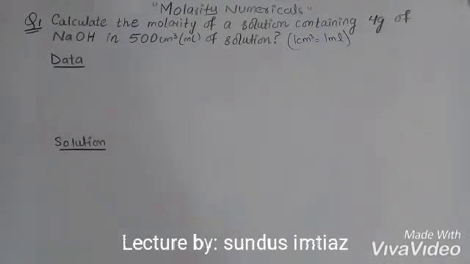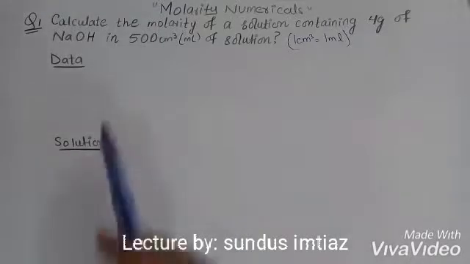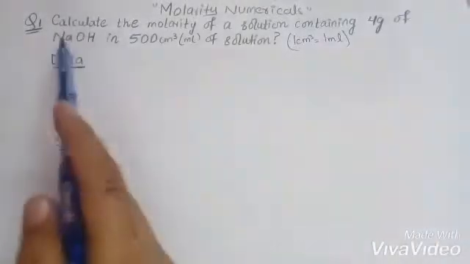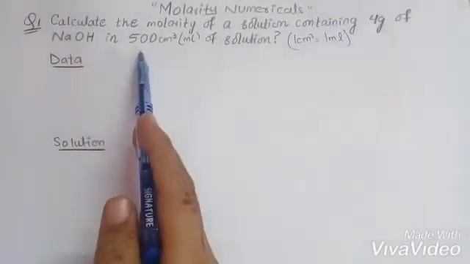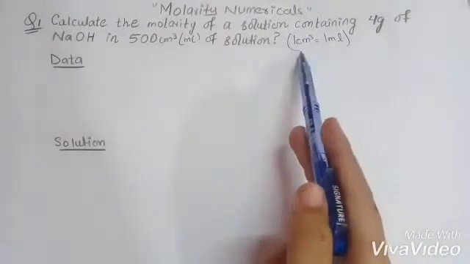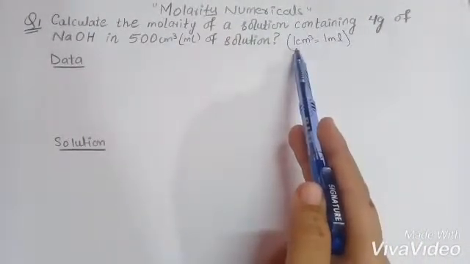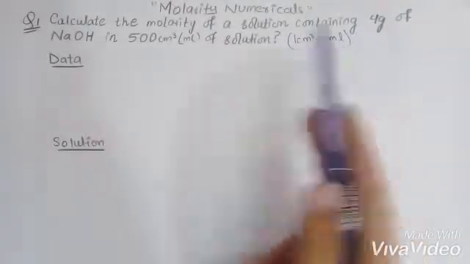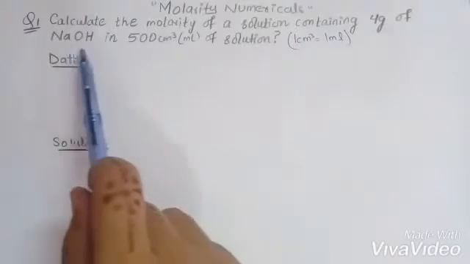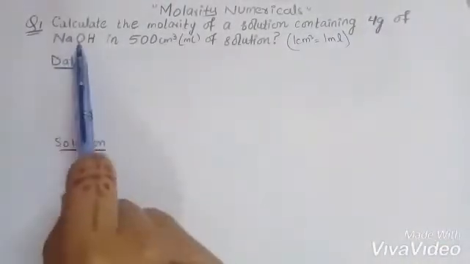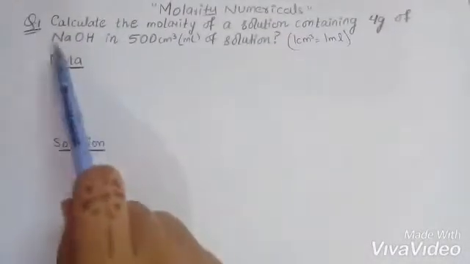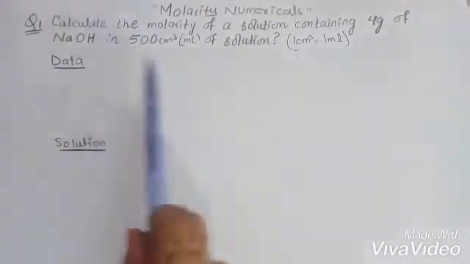Today I will tell you, let's read the first question here. Calculate the molarity of a solution containing 4 gram of NaOH in 500 centimeter cube or ml of a solution. Scale is given. I have 1 centimeter cube is equals to 1 ml. Now here moles are not given, so we will take the grams and molecular mass of sodium hydroxide, and we will then calculate the moles and molarity.